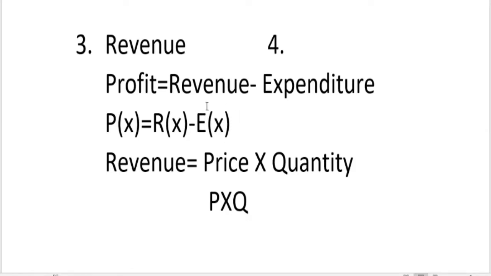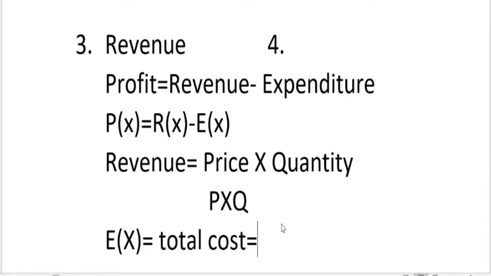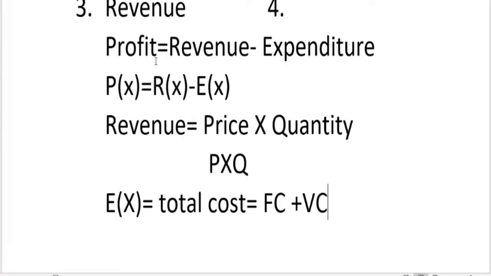And expenditure is nothing but the total cost incurred. Expenditure, if I would say, is nothing but the total cost. And what is total cost? Fixed cost plus variable cost. So these are simple equations which are very useful for solving problems related to business organization.